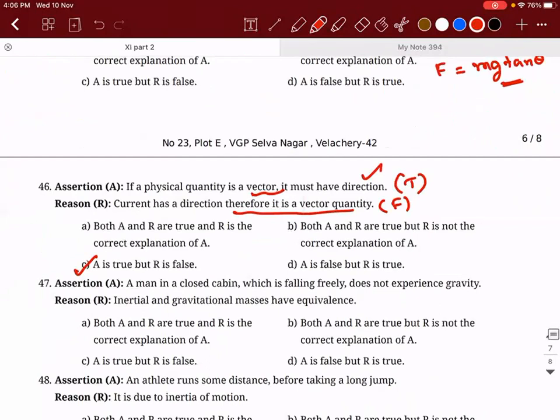47th. A man in a closed cabin which is falling freely does not experience gravity. Is that right or wrong? This we discussed yesterday. True, sir. It is true. Inertial and gravitational masses have equivalence.